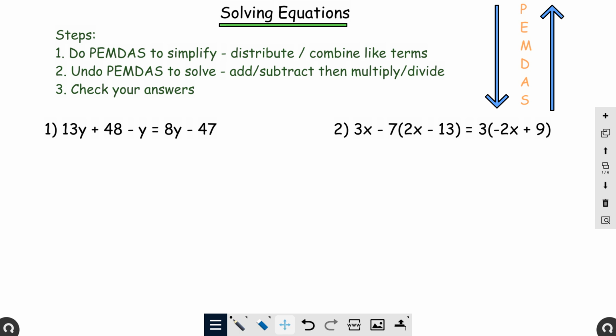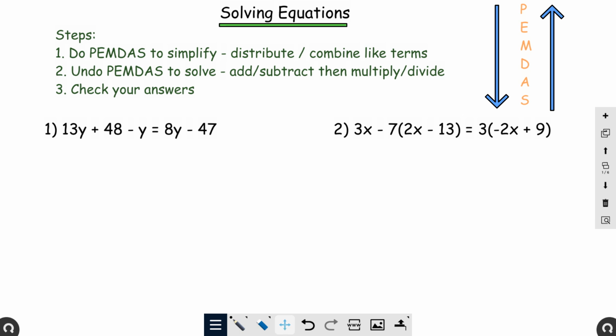Remember, multiply or divide goes together, left to right, whichever one comes first. And last, addition or subtraction, together, whichever one comes first, from left to right. So first, we want to simplify our equation by distributing and combining your like terms. That's following the PEMDAS in order. And then we go backwards to solve, where we start at the bottom with add, subtract, and then multiply or divide. And then, of course, when you get your answer, you want to check it.